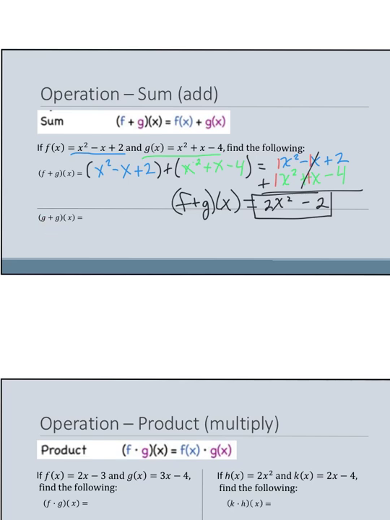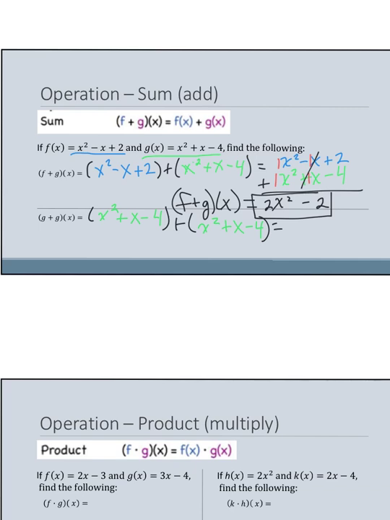Now the second one here asks you to take the g function and add the g function to it again. So we're just going to go through the same process. I'm going to use parentheses. And my g function, unfortunately, is green. Sorry about that. So I've got x squared plus x minus 4. And I'm going to add to that x squared plus x minus 4.